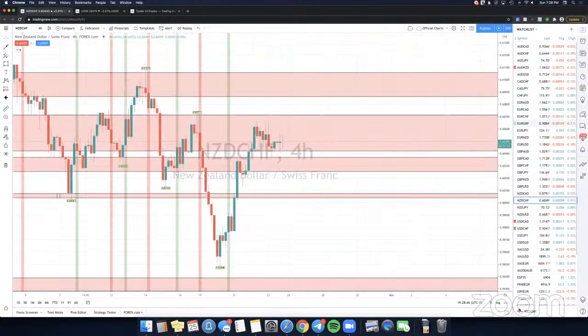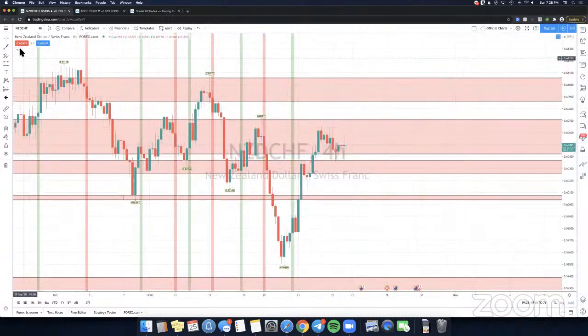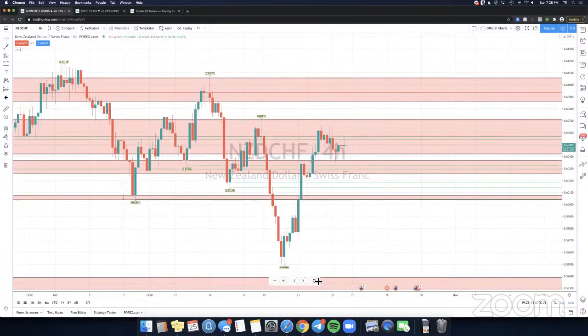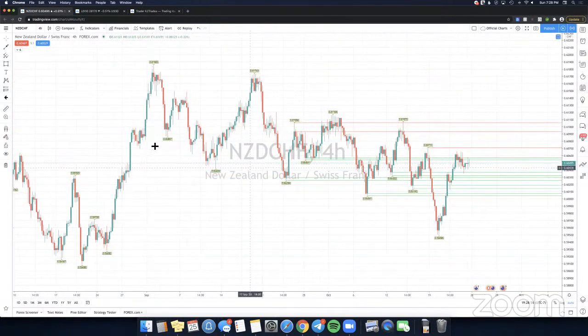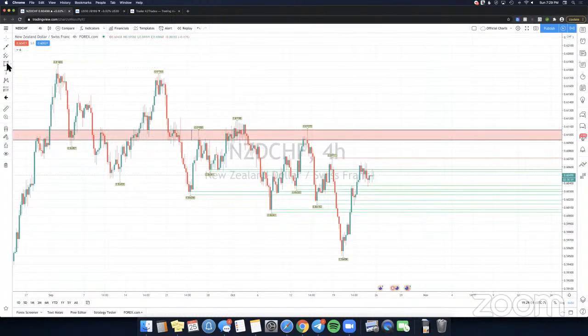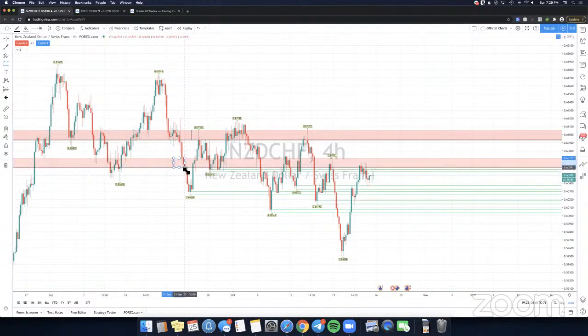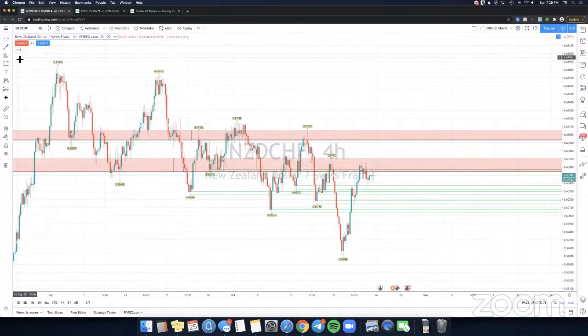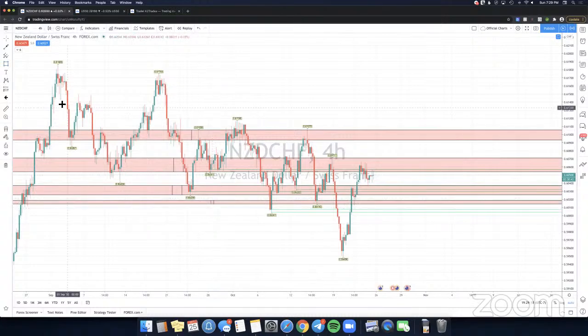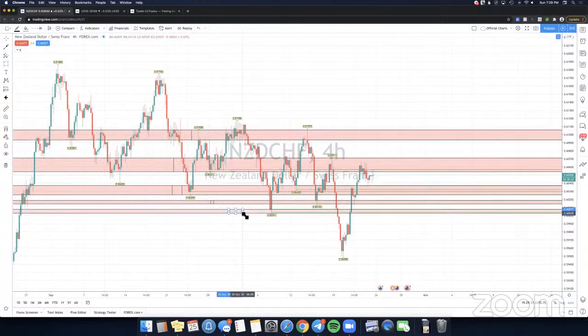Next one is NZD-CHF. Let me see if the zones line up perfectly with last week's. So there's some new zones right there. I'm just going to go and start off fresh. So let's draw this zone up here. We got this zone right here. That one right there. And then we got this middle zone right here. And then we got another lower zone right here.